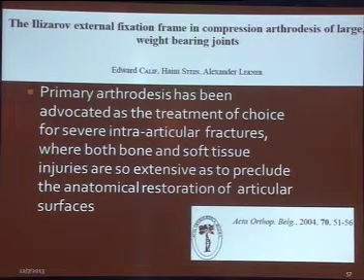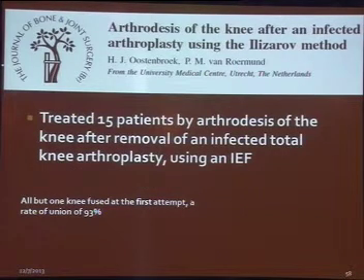Coming to a few papers which support the Ilizarov external fixator frame in compression arthrodesis of large weight-bearing joints, by Edward and Caliph. He says that primary arthrodesis has been advocated as the treatment of choice for severe intra-articular fractures, where both bone and soft tissue injuries are so extensive as to preclude anatomical restoration of articular surfaces. This is from the JBJS journal, by H.J. Oostenbroek.